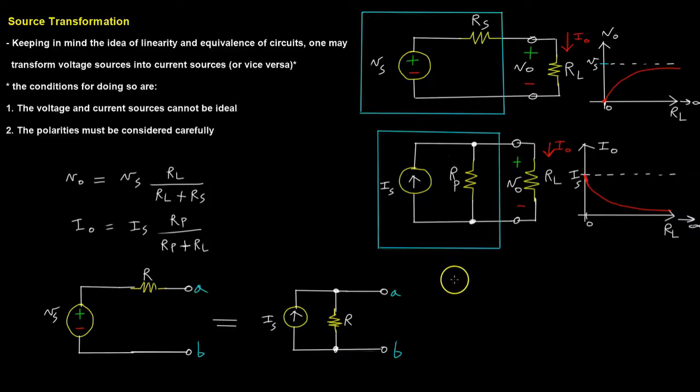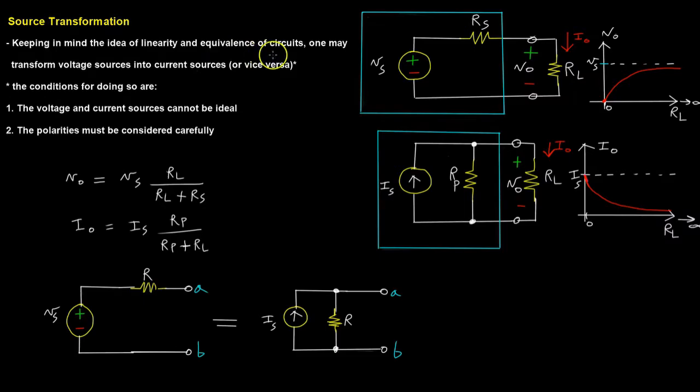Okay, so let's go ahead and talk about the idea of source transformation. As you recall, linearity is the backbone of the superposition principle, and the principle of equivalence between terminals, so equivalent behavior between one circuit and another at its terminals, is the backbone of source transformation. And so let's talk about the reason why you might want to actually do a source transformation.